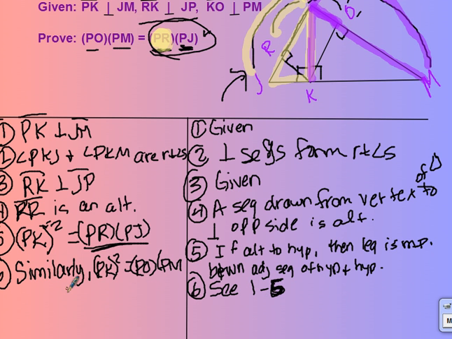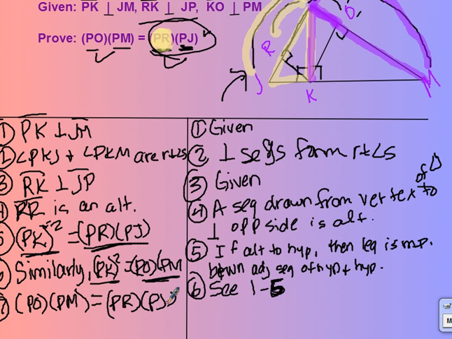And now you see that we've got PK squared equal to these two things. I can use the transitive property here to say that PO times PM can replace PK squared, so PO times PM is equal to PR times PJ. That's the transitive property, and that's how you would apply relationship number 3, or I think it's theorem 68C.